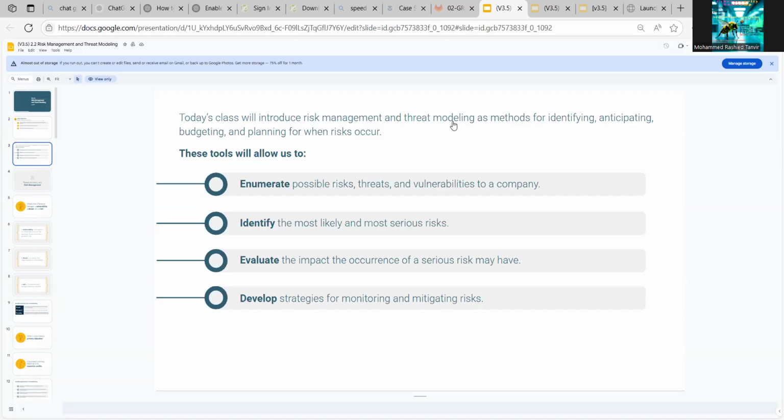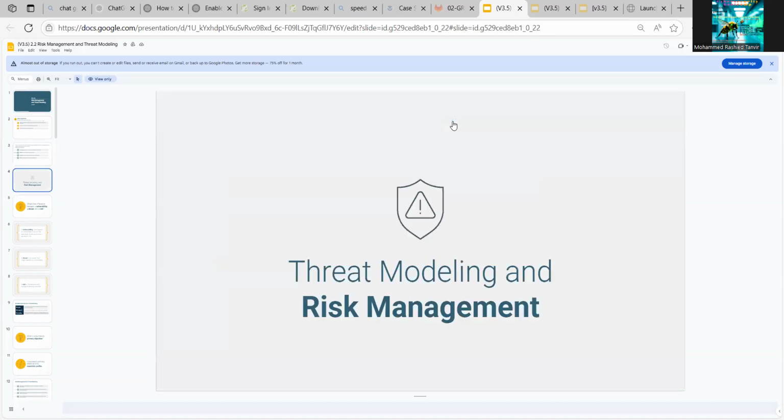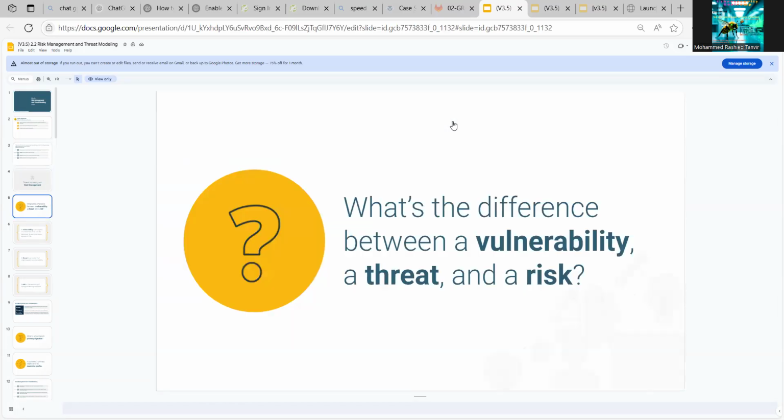Introduction to threat modeling and risk management. This is very important. We will review the basic security elements of vulnerabilities, threats, and risks, and how they apply to the practical business tasks of risk analysis, risk management, and threat modeling. Recall the identification of the terms vulnerabilities, threats, and risks.